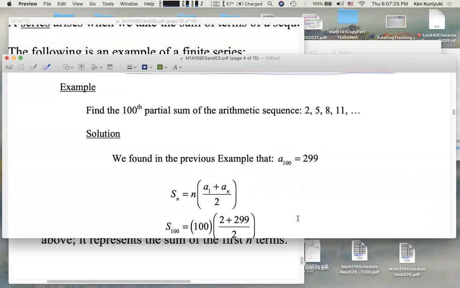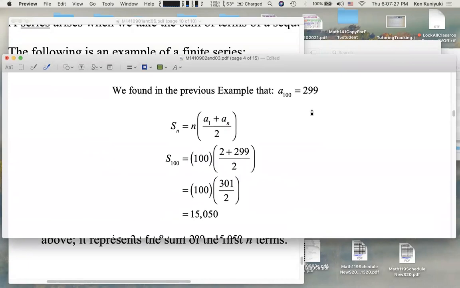And I have an example. The 100th term is 299, but if you add everything from 2 up through the 299, you get 15,050, and you can use the formula for that. Again, this won't be on your final.